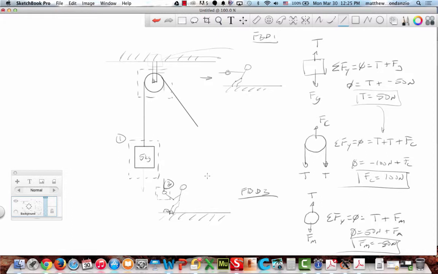Yeah. But like what I'm saying, like finding how much the ceiling has to hold. Well, you have to worry about the ceiling. You have to worry about the direction of force you have to resist.